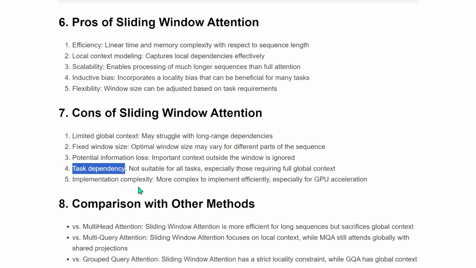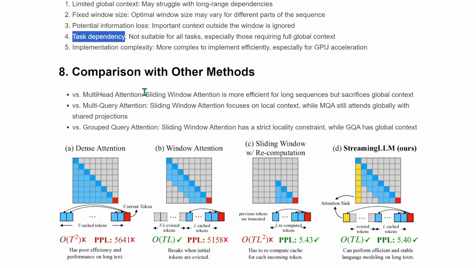And then there is implementation complexity. You can implement it easily, but it is more complex to implement efficiently with GPU acceleration. As we compare it with the other methods, all of those focus on global context, while this is going to focus on local context. That's all.